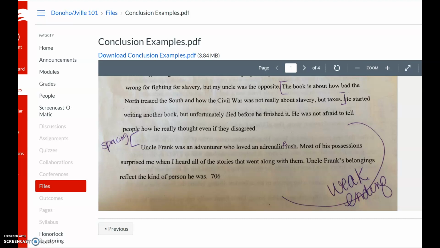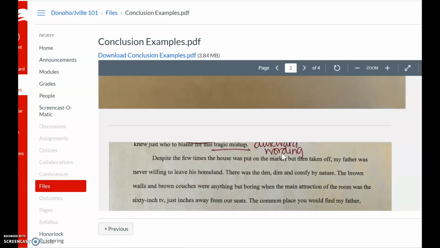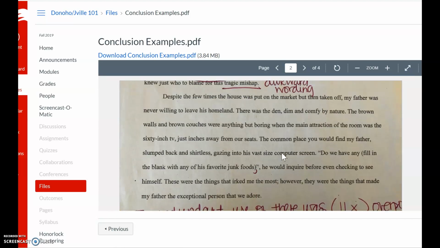Uncle Frank was an adventurer who loved an adrenaline rush. Most of his possessions surprised me when I heard all the stories that went along with them. Uncle Frank's belongings reflect the kind of person he was. Now, it's not horrible, and it does refer back to the thesis. It doesn't include any new information. It's just kind of bland, re-identifying the 3 objects or the belongings that you're going to talk about, making that personal connection. It's kind of like the person ran out of steam before they reached the end of the conclusion.